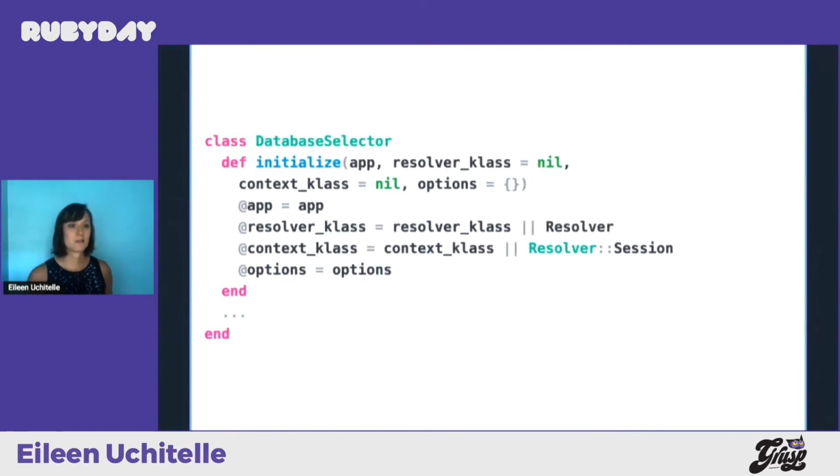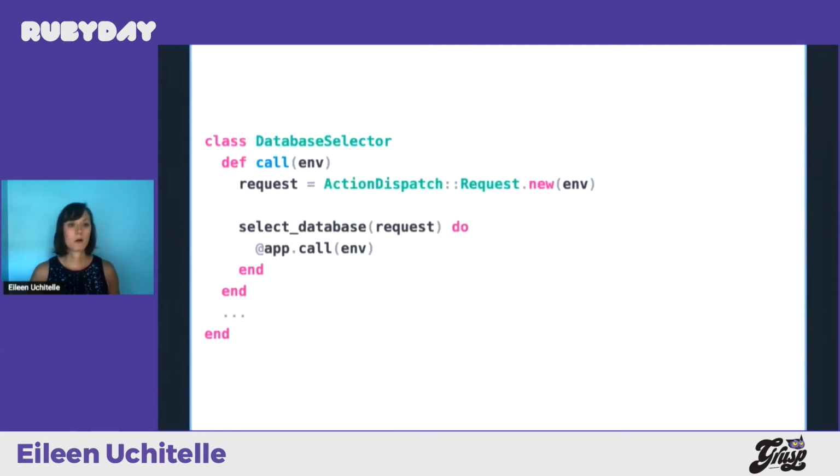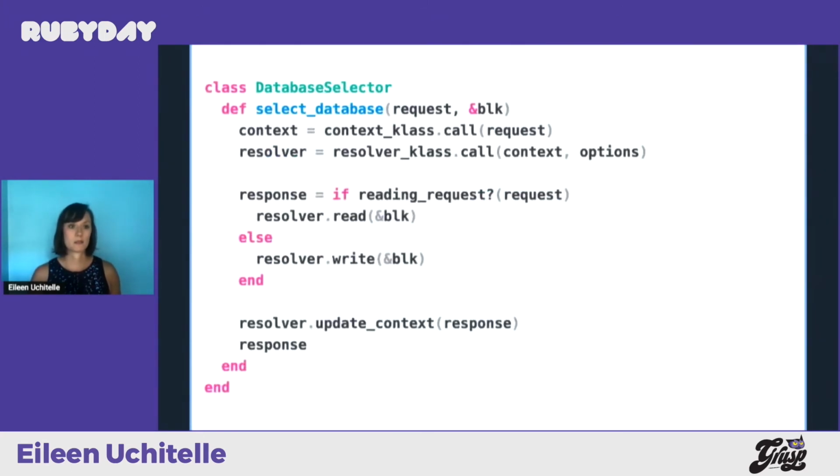Internally in Rails, the database selector is initialized with an app, resolver class, context class, and options. The resolver class determines which database role to switch to, and the context class is the context in which we switch. By default, the context for switching is stored in a session. When a request begins, the select_database method is called. In this method, Rails checks whether the request is a reading request. Those are HEAD or GET requests. If it is, we'll call resolver read. Otherwise, we call resolver write.